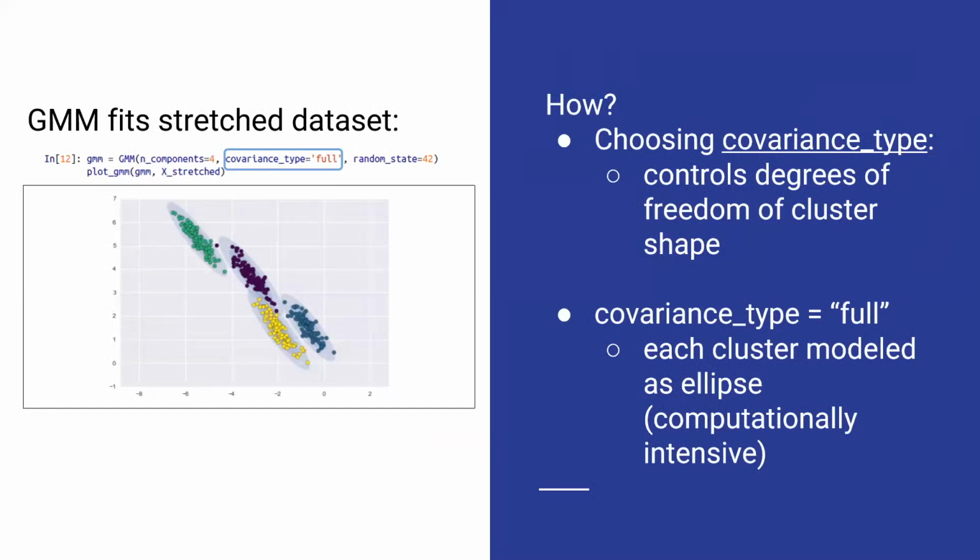GMM is also able to fit stretched data sets, as you can see. How is it able to do so? Well, we can do so by changing the covariance type. The covariance type controls the degrees of freedom of the cluster shape. In this instance, we see that covariance type is set to full, which means that each cluster is modeled after an ellipse. This process may be computationally intensive, but it allows us to fit this stretched data set.